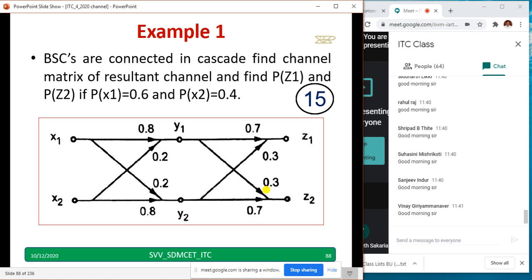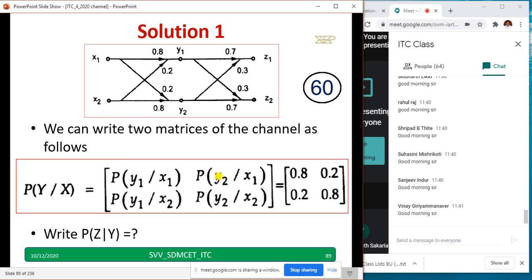Take another 10 seconds, copy down. Then we will go step by step. First we will find out, consider x1, y1, x2, y2, and y1, z1, y2, z2. Then we will talk about x1, z1, x2, z2. Okay. So we can write, this is there in your notebook already.